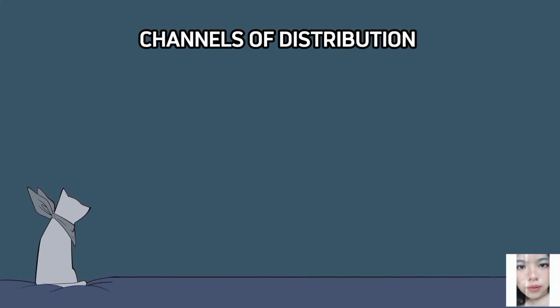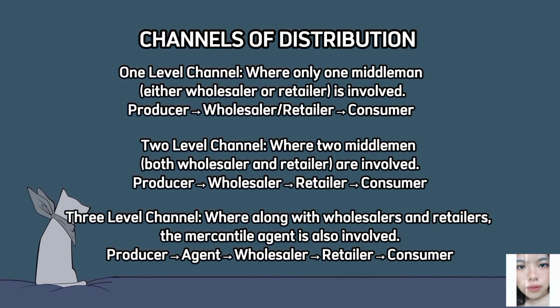Levels of distribution channels. One level channel, where only one middleman, either wholesaler or retailer, is involved. This channel of distribution involves one intermediary to transfer goods from the manufacturer to the customer. In this, the title and risk transfers from manufacturers to retailers who in turn sell goods to customers.